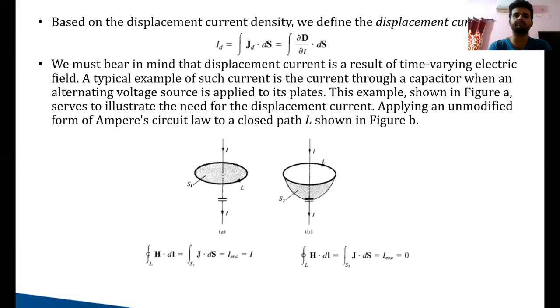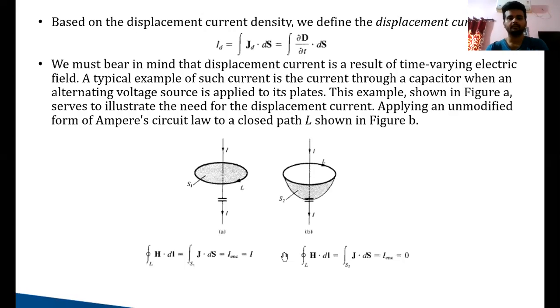One very good example of displacement current is when you apply an AC supply across a capacitor. The current which is flowing through the capacitor is nothing but displacement current. Because in a capacitor we have two conducting plates separated by a dielectric medium, current cannot flow directly like how it flows in conductors. So the current flowing in the capacitor is nothing but displacement current ID.